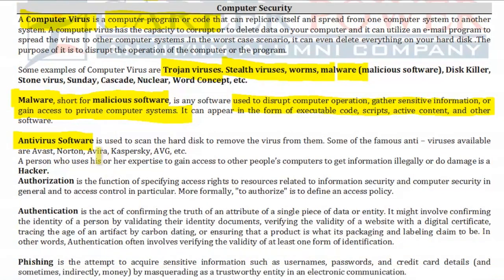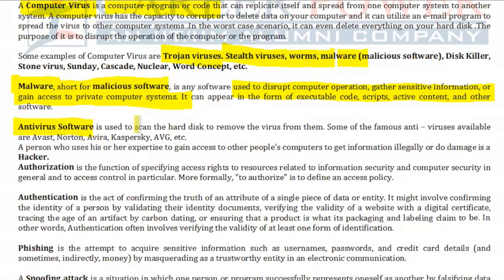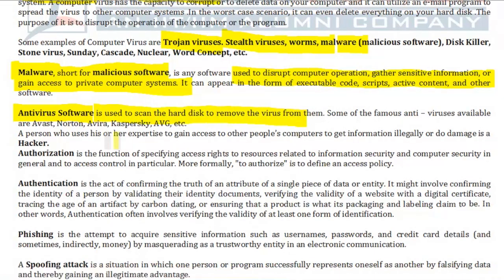Then after malware, the next term we have is antivirus software. It is used to scan the hard disk to remove the virus.